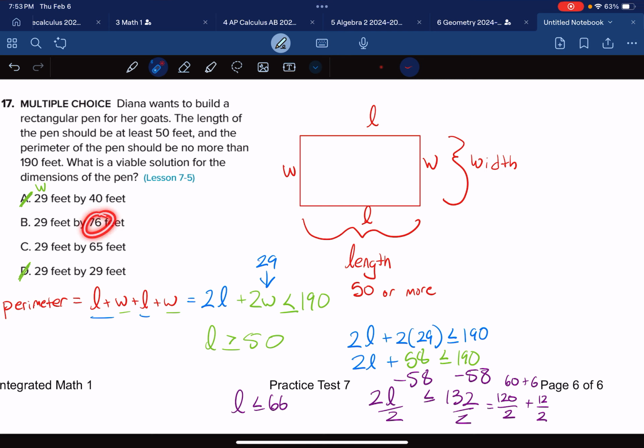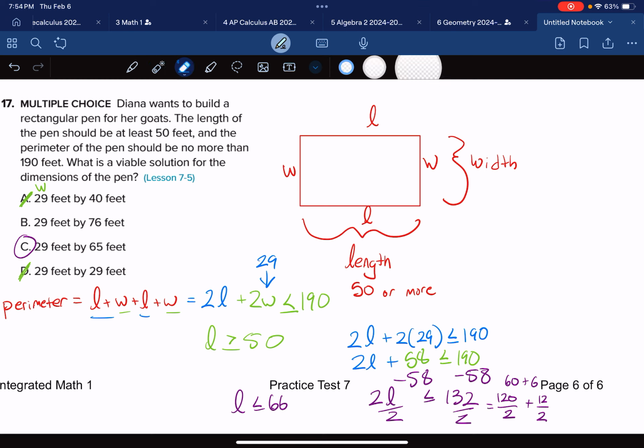Well, this number is greater than 66. This number is less than 66. So that means C is a viable solution. So that's like a mixture of using logic and equations. I guess you could use pure equations, plug 50 in for L, pretending this is an equal sign, but that still doesn't give you the 29 over here. So with the mixture of logic, 17 was a really tricky problem.